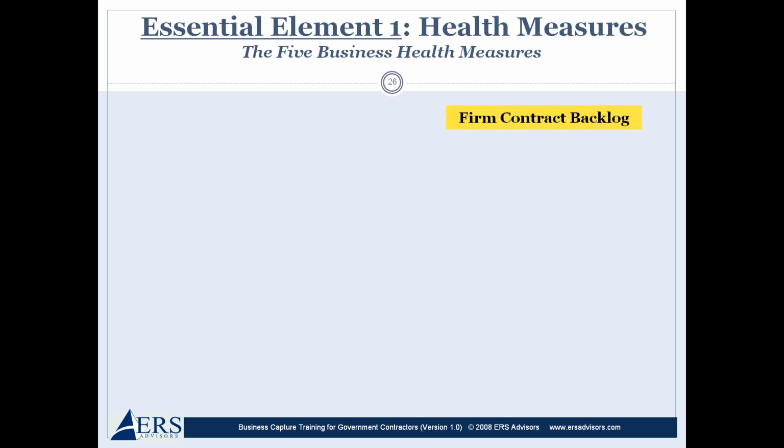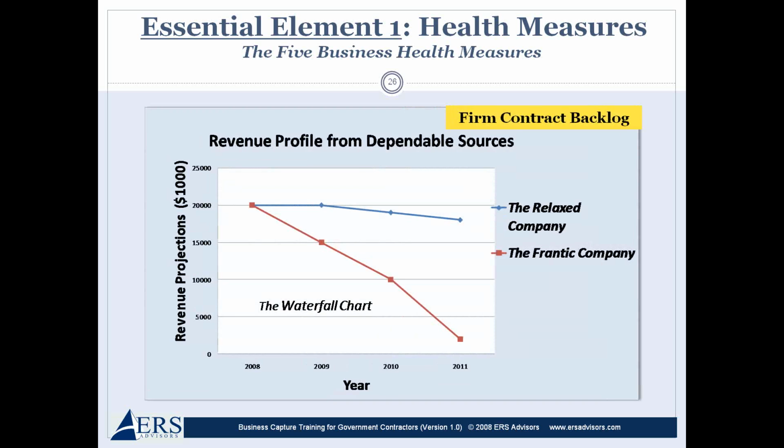And I use 5 health measures, one I call firm contract backlog. And what that measures is the vitality, or really the urgency, of your contract backlog. Firm contract backlog is all of the work that you have that's absolutely firm in your backlog, whether the work has actually been issued or not. If historically you know it's coming through, I would count that as well.